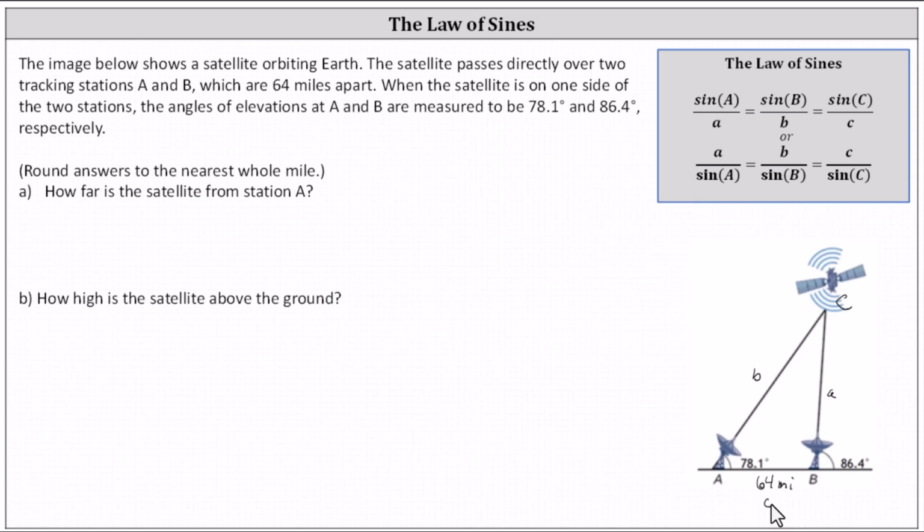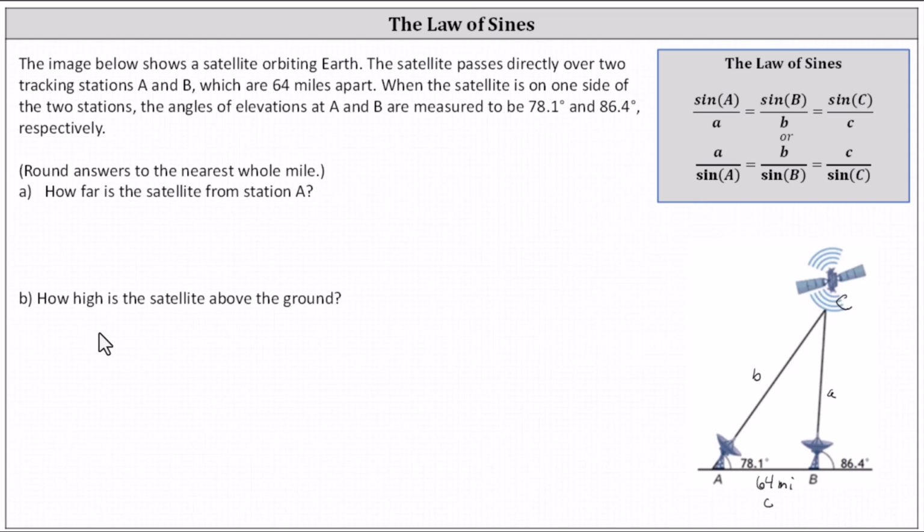Part A, we're asked to determine how far the satellite is from station A, which is the length of side B. And then part B, how high is the satellite above the ground? To do this, we'll have to form a right triangle that's related to the given triangle. Let's first answer part A by determining the length of side B.